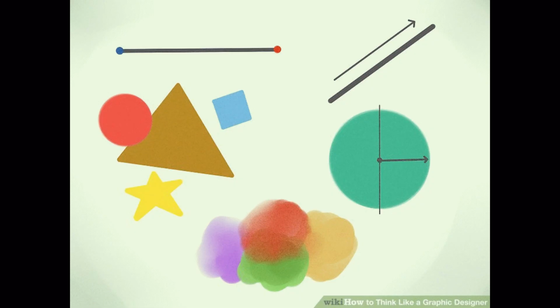Part 1. Learning Graphic Design Concepts. Familiarize yourself with the elements of design. The elements of graphic design are the building blocks of all design work, so you'll need to be actively aware of them. There are 6 commonly accepted elements: line, shape, direction, size, texture, and color.